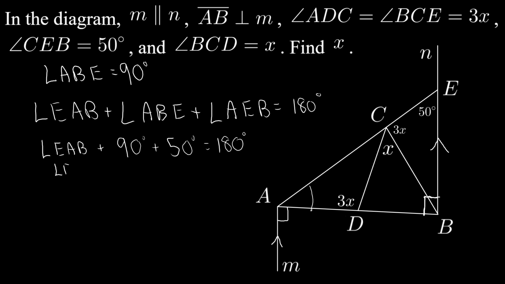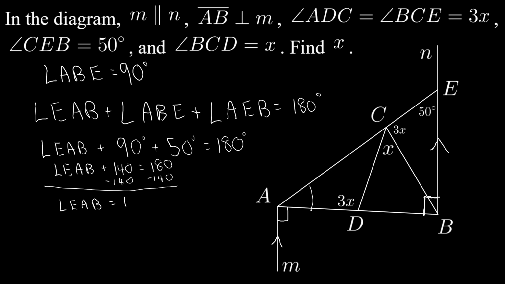So angle EAB plus, well, 90 and 50 is 140. That's equal to 180. Subtract 140 on both sides, and we find out that angle EAB is equal to 40 degrees. Okay, that's something. This is a 40-degree angle.